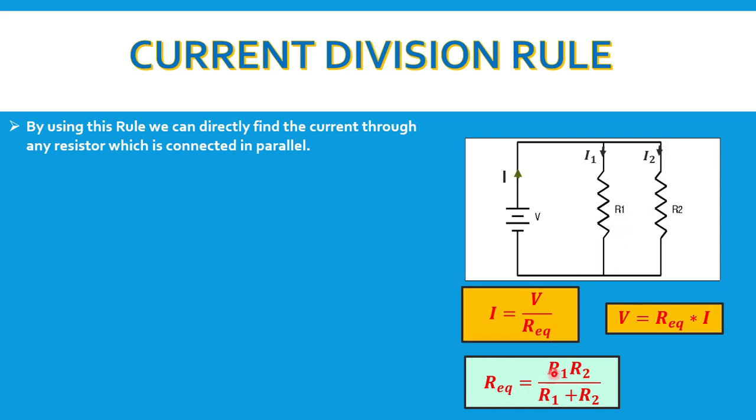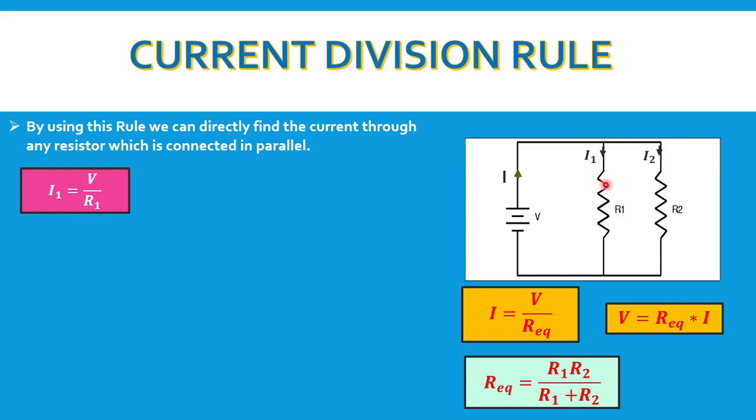R equivalent is equal to R1 into R2 upon R1 plus R2. And here, because I equals V upon R equivalent, we can simply write V equal to R equivalent into I. Now I am interested in finding the current which is flowing through resistor 1. So how will we find the value of I1?